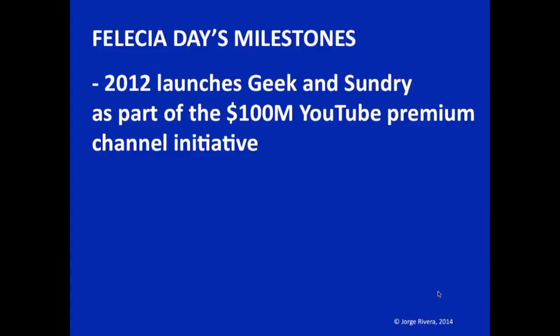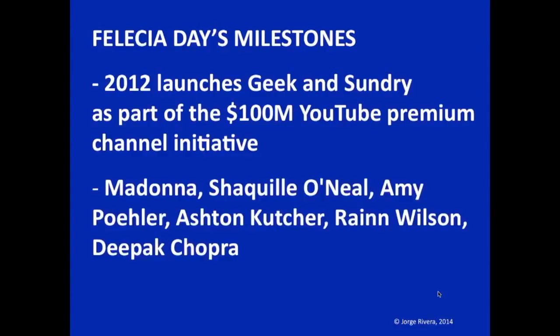And she put that money into a channel called Geek and Sundry. We'll talk a little bit about Geek and Sundry in a second. Some of the other recipients of that money were Madonna, Shaquille O'Neal, Amy Poehler, Ashton Kutcher, Rainn Wilson, and Deepak Chopra. Now, how many of you even knew that any of these people had a YouTube channel? Some of you might have known. Many of you might not have known.